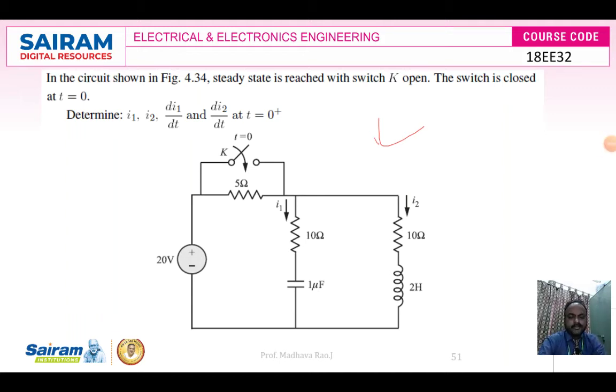Hi students, in this video we will discuss a problem based on transient analysis, or transient networks. For transient networks based on inductors and capacitors, we need to know how they act initially and finally. Initially the inductor acts as an open circuit, and finally, at steady state, it acts as a short circuit. The capacitor initially acts as a short circuit and finally acts as an open circuit.